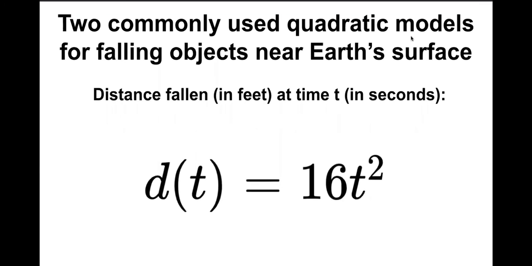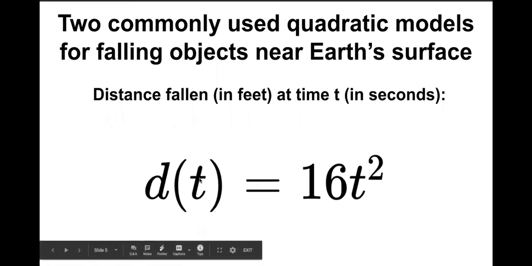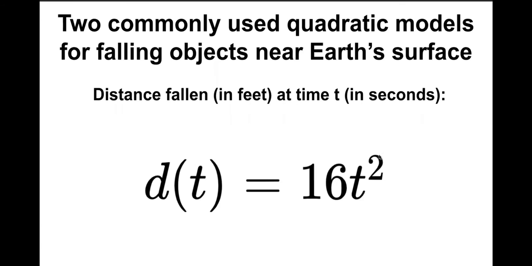All right, so this is our first commonly used quadratic model for a falling object. And this represents the distance fallen in terms of time. And it's going to equal 16t squared, where t is given in time and d is in distance, right? Distance is in feet. So go ahead and copy this down in your notes because you will need this. D, distance based on time, is equal to 16t squared.